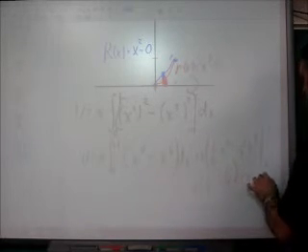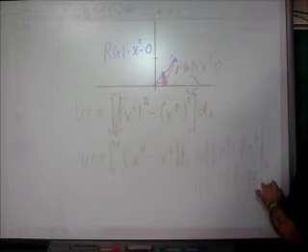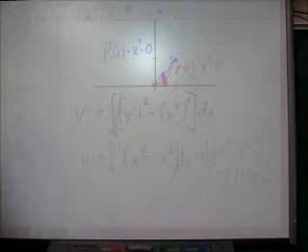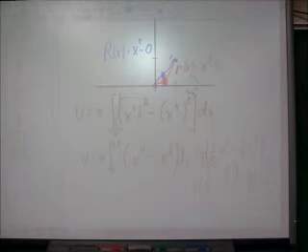12 over 35? No, not that. Yeah, 2 pi over 35 units cubed. Please don't forget the pi. Any questions about this?